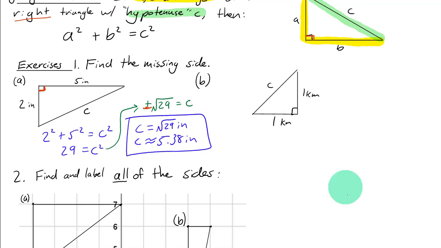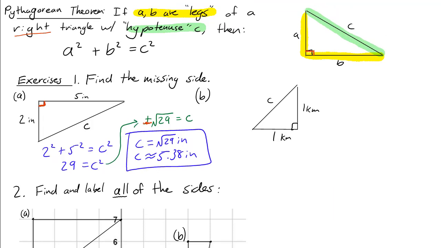Okay, now that we're back, here are the answers for part 1, part B here. So we're doing 1 squared plus 1 squared, that's one leg squared plus the other leg squared. That should equal c squared. 1 times 1 is just 1, so is the other 1 squared, so that just gives you 1 plus 1 is 2. So that means c is the square root of 2 kilometers.